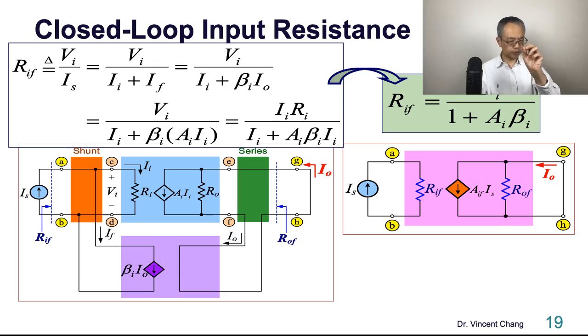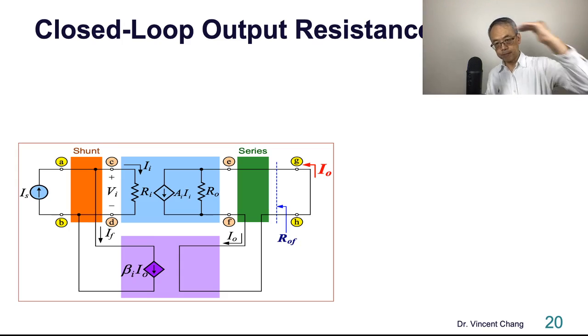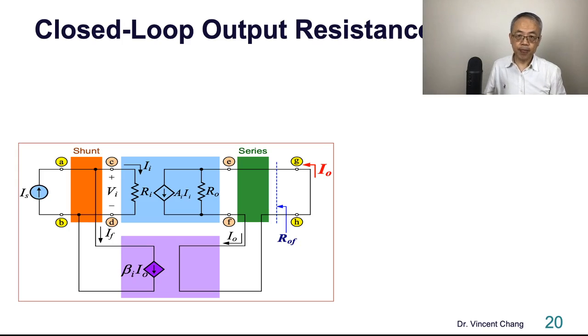But the A is the current gain. Also, the beta is also current divided by current, the feedback current divided by the output current. The final one, the closed loop output resistance, the ROF. The resistance looking backward into the circuit, the ROF.